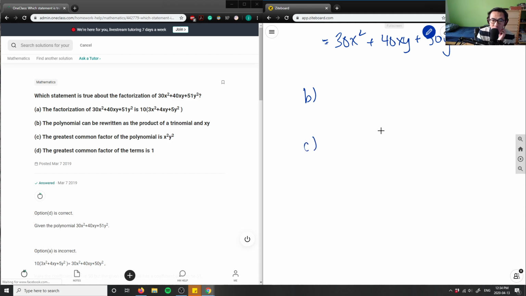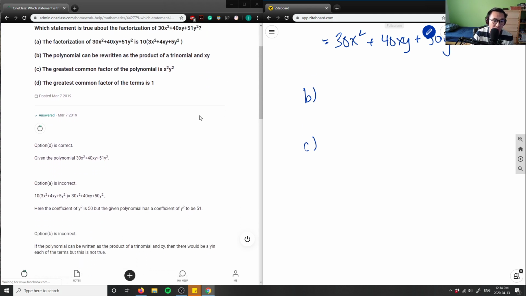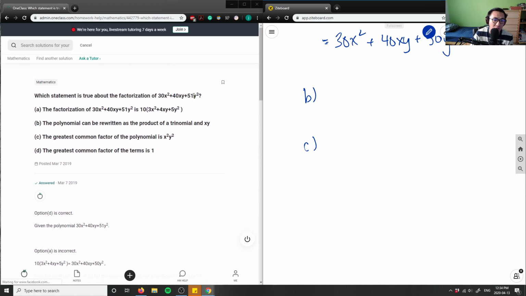C here says the greatest common factor of the polynomial is x squared y squared. In this case, when we talk about the greatest common factor being x squared y squared, it's actually not correct. If I look at 30x squared plus 40xy plus 51y squared, x squared and y squared are not common to all three of these terms, right?